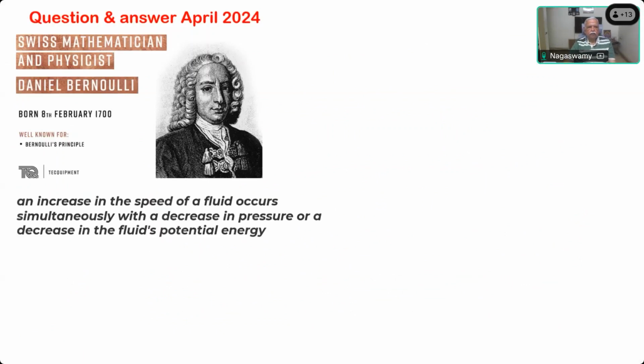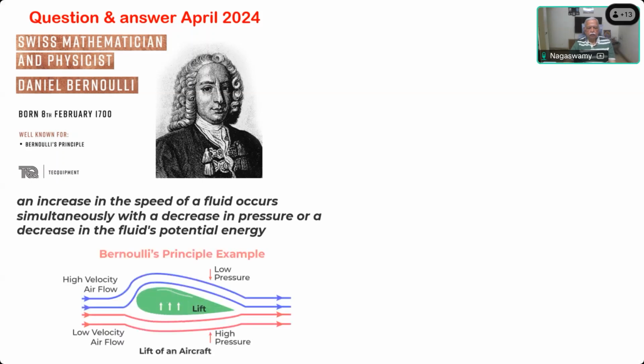This is the person, Swiss mathematician and physicist Daniel Bernoulli. He was born in 1700. So what he described is an increase in the speed of a fluid, which can be a gas or a liquid. So they are all called fluid. It is the law used in fluid dynamics: an increase in speed occurs simultaneously with a decrease in pressure or a decrease in the fluid's potential energy.